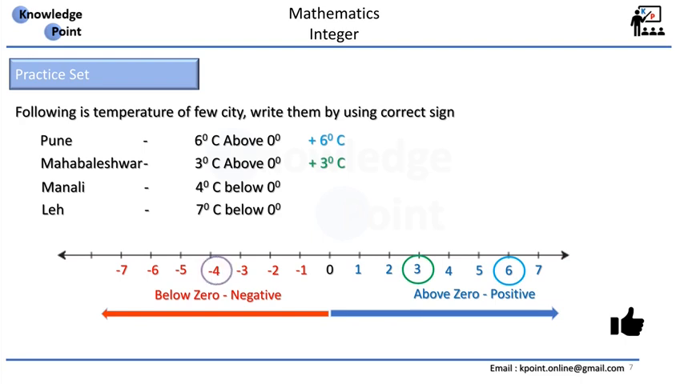Now Manali is 4 degrees below 0. That means it's a minus number. So naturally it comes to the left hand side of the number scale and we have circled it here. Similarly, Leh will naturally come to the minus side, the left hand side of the origin, and we again circled it here. So I hope you understand, when it's a minus you have to move to the left, and when it's positive you have to move to the right from the center, that is the origin 0.